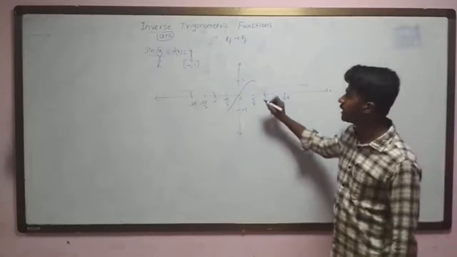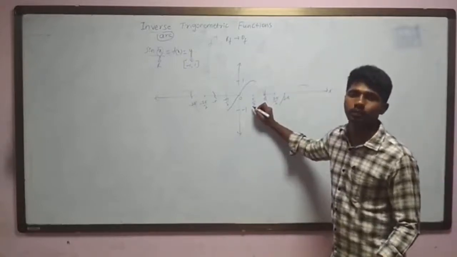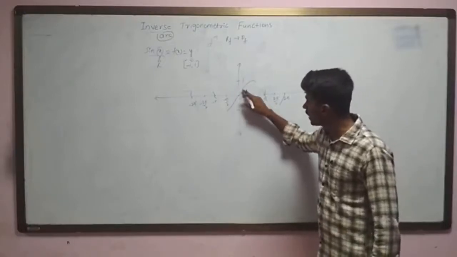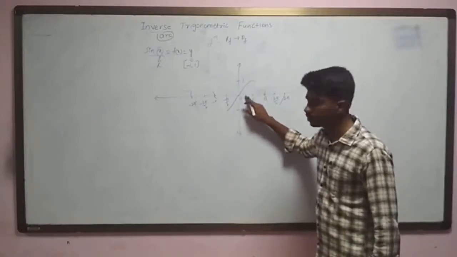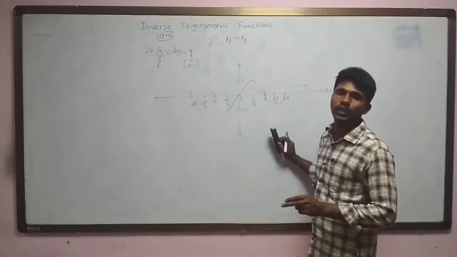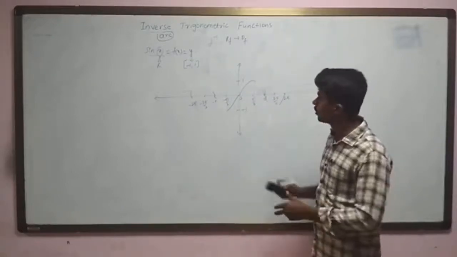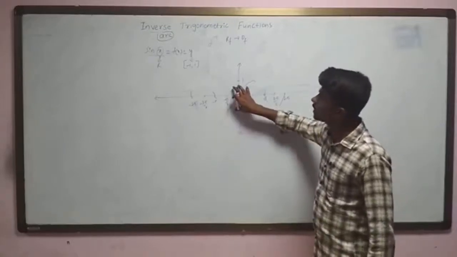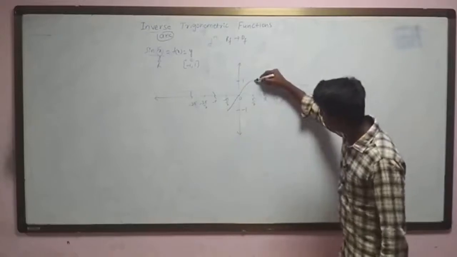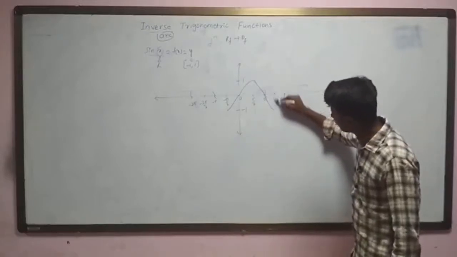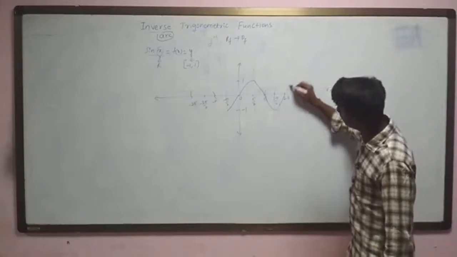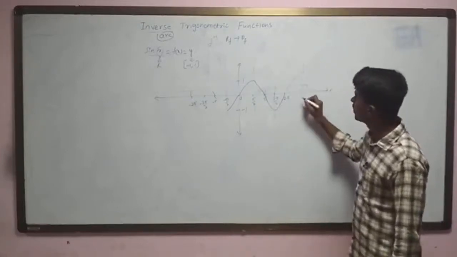Now we can say its inverse exists, because it is one-one and it is onto: for every y value it has its own x value, therefore it is onto. When it is one-one as well as onto, we can say it is bijective. So in this particular branch, its inverse exists. Not only this branch, we can take the next one between pi by 2 and 3 pi by 2, or 3 pi by 2 to 5 pi by 2.